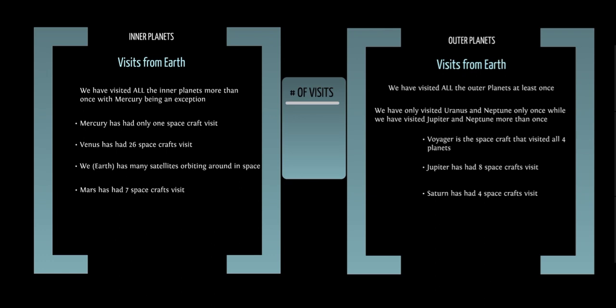In outer planets, we have visited all of them at least once. We have visited Uranus and Neptune only once, while we have visited Jupiter and Saturn more than once. Voyager is the spacecraft that visited all four outer planets. Jupiter has had 8 spacecraft visits. Saturn has had 4 spacecraft visits.